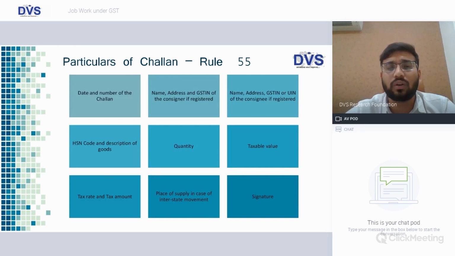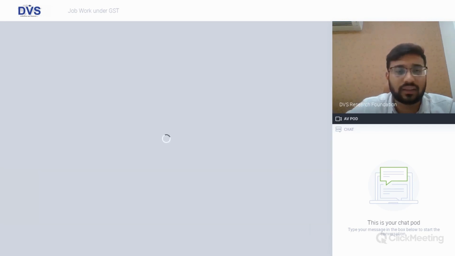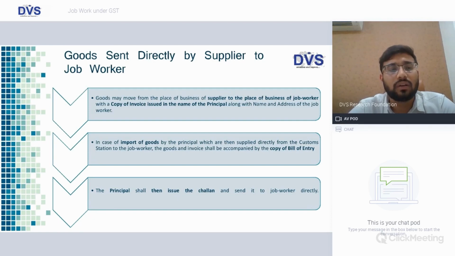Particulars of the challan, what particulars need to be mentioned in the challan: the date and number of the challan, name and address and GST of the consignor if registered, name and address and GST of the consignee if registered, HSN code and description of goods, quantity, taxable value, tax rate and tax amount, place of supply in case of interstate movement, and the signature and verification part.